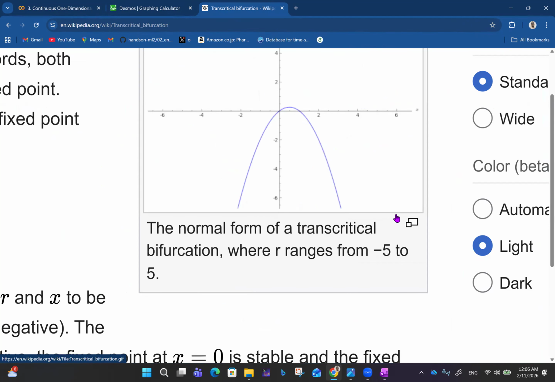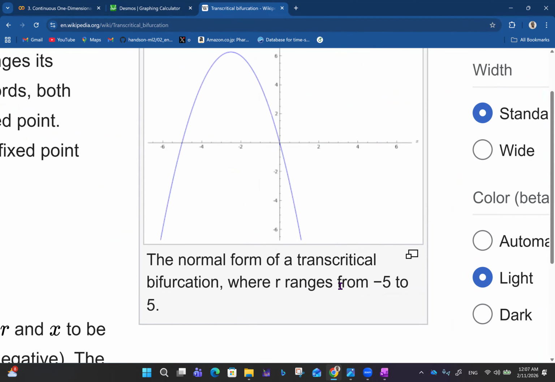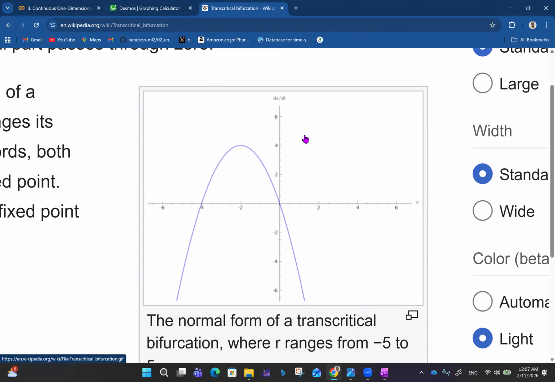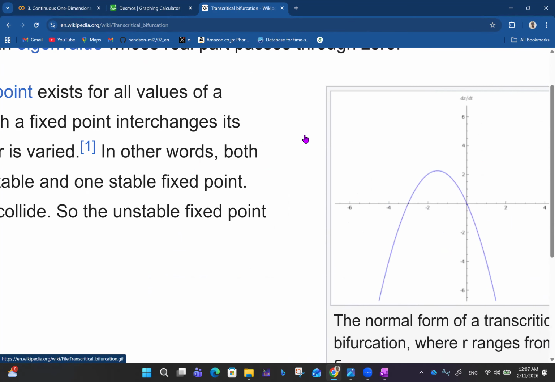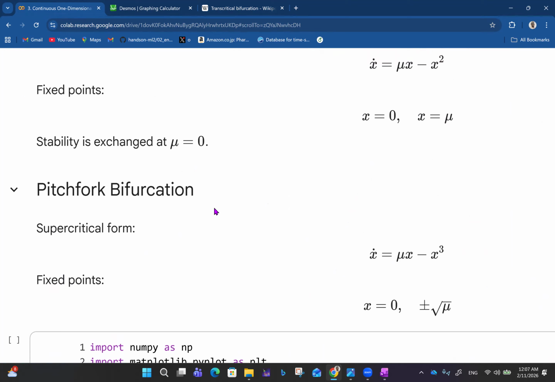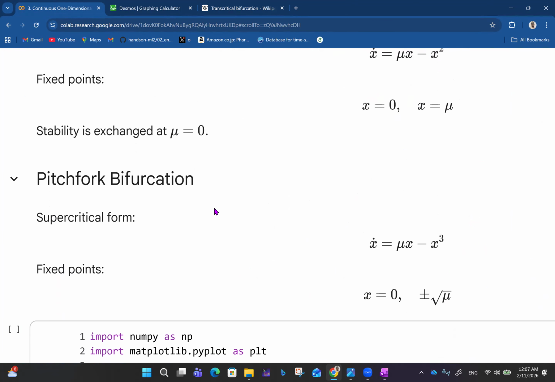The normal form of transcritical bifurcation, where R ranges from -5 to 5. So when things get to 0, there's a change. You have a movement going on like that for transcritical bifurcation. So you have a switch over at 0. That's what transcritical bifurcation is about. Whatever you decide mu to be, that's what is going to decide that. So that's for transcritical bifurcation.